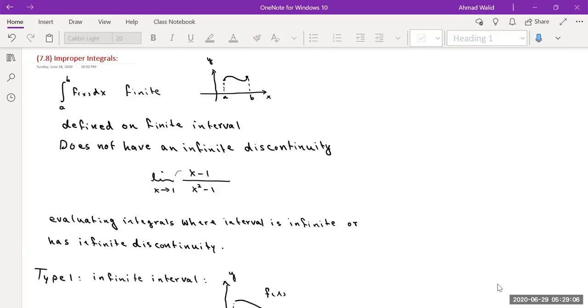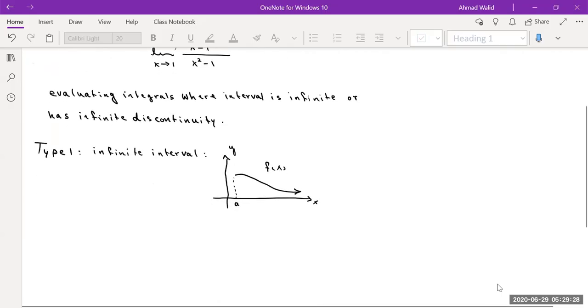Before, we were dealing with definite integrals. In definite integrals, our function is first defined, correct? And you are dealing with a finite interval. It starts from somewhere, from a, and ends somewhere in b. In this section, we are dealing with functions that have a discontinuity or have an infinite interval.